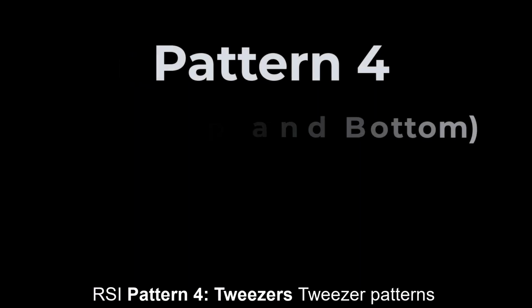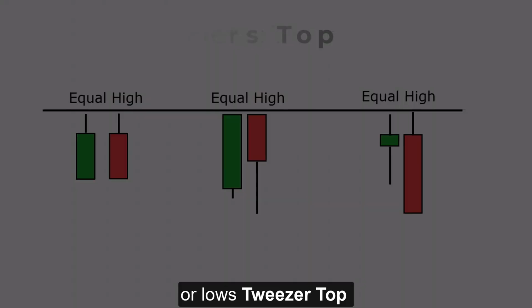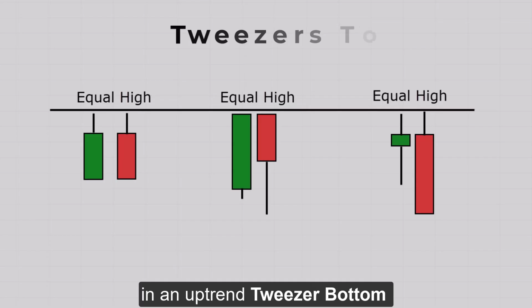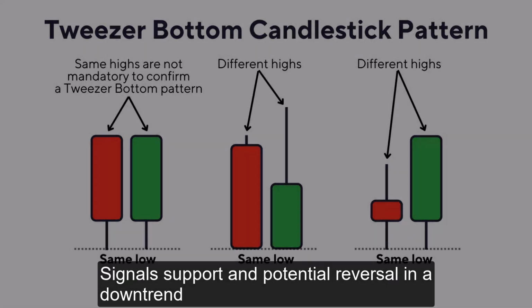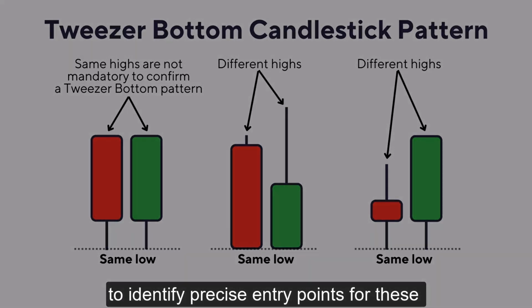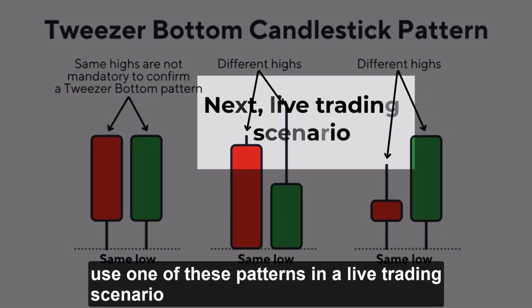Pattern 4. Tweezers. Tweezer patterns form when 2 candles have identical highs or lows. Tweezer top indicates resistance and potential reversal in an uptrend. Tweezer bottom signals support and potential reversal in a downtrend. Pro tip: use Fibonacci retracement levels to identify precise entry points for these patterns. Next, I will show you how to use one of these patterns in a live trading scenario.